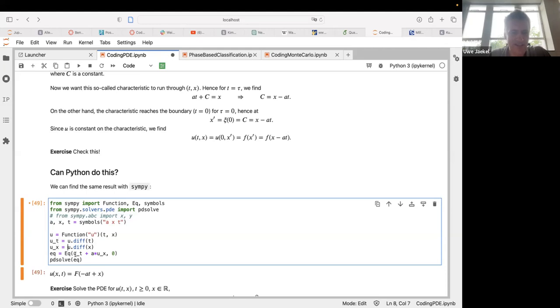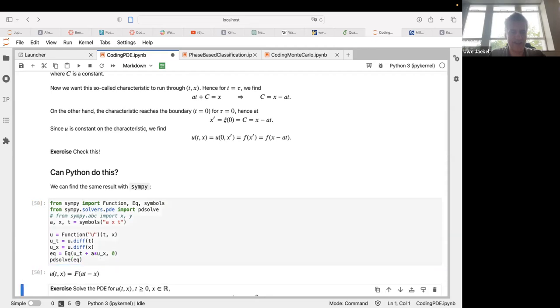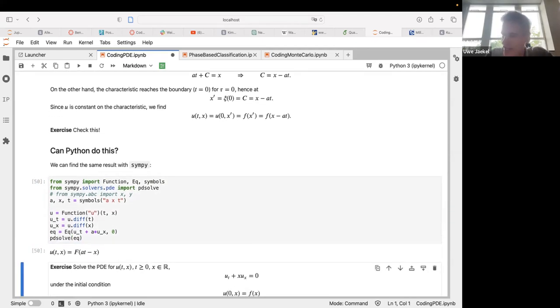Ux is the derivative with respect to x. Define the differential equation, and these should be 0 by using this terminology. You write it as an argument of the equality function, so this says the left-hand side should be equal to the right-hand side. Ut plus a times ux must be 0. Then you import the PDE solve function from SymPy and solve it, and it's actually the same result that we have. It says you can specify any function, and the solution will be a function of at minus x.